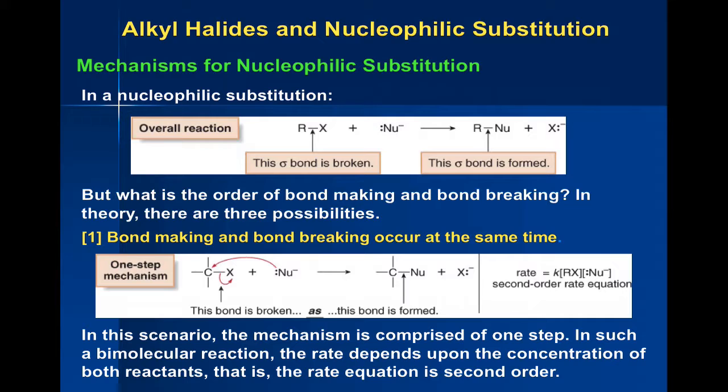Why is it first order? Because I only need one of these and one of these in the rate determining step. All those numbers that you calculated from your experiments in general chemistry were telling you something about the molecularity of the reaction. How many of these species had to come together for this reaction to occur?